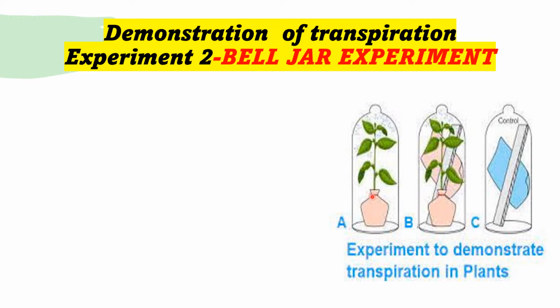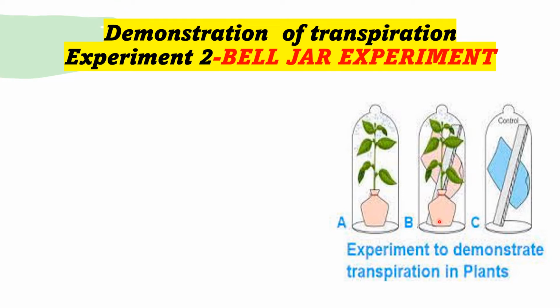Then, why are we doing this? To prevent the loss of water vapor from the pot. Very important point, because this is a well-watered plant. There is a chance for water vapor to escape from the pot to outside. So to prevent that, we have to cover the pot with a polythene bag. Then what you have to do? Cover the entire plant under a bell jar.